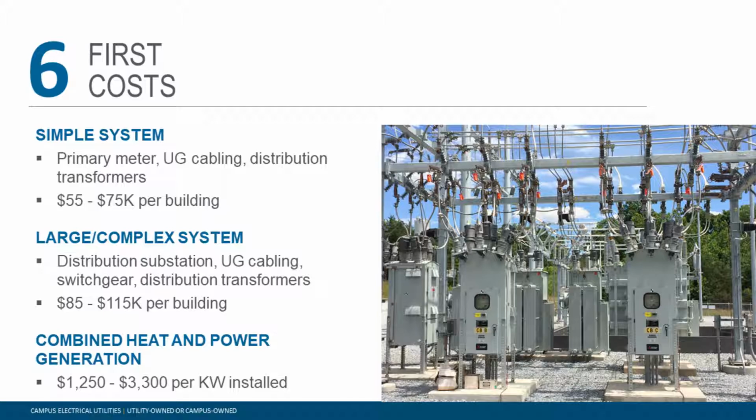For a larger, more complex system, you may be looking at having to build a distribution substation. You might be looking at installing large amounts of cabling, switchgear, and distribution transformers. You may be moving into the range of $85,000 to $115,000 per building. On combined heat and power generation, it's going to range somewhere between $1,250 and $3,300 per kilowatt installed of capacity.